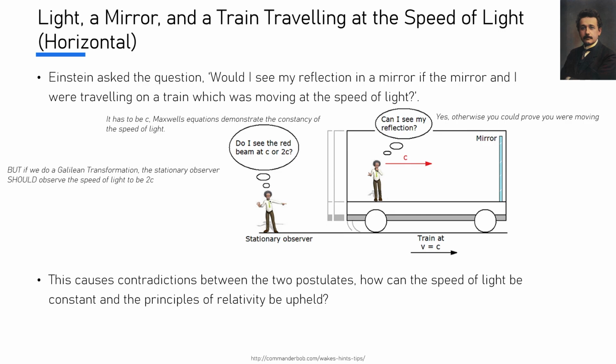In this first experiment, we're looking at the behavior of light in a scenario where the light source is in an object that's traveling near the speed of light. And so Einstein asked a question: would I see my reflection in a mirror if the mirror and I were traveling on a train which was moving at the speed of light? According to the concepts of relativity, this question's actually quite easy to answer.